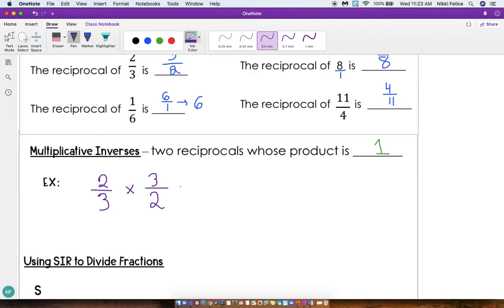When you multiply reciprocals together, the product will always be 1. Your answer will always be 1. 2 times 3 is 6, and 3 times 2 is 6. But if I simplify, 6 out of 6, that's the same thing as 1 whole. And you will get that same answer no matter what reciprocals you multiply together. They're called multiplicative inverses.